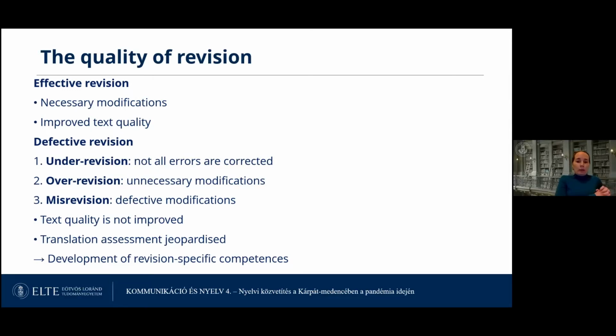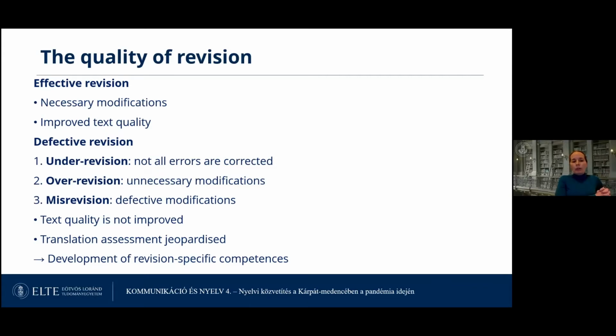We must also account for the possibility of defective revision. So the reviser's work also needs to be checked, because we can talk about under-revision when not all errors are corrected, over-revision when unnecessary modifications are introduced, and misrevision when defective modifications occur during revision. Text quality thus is not improved, and translation assessment is also jeopardized.